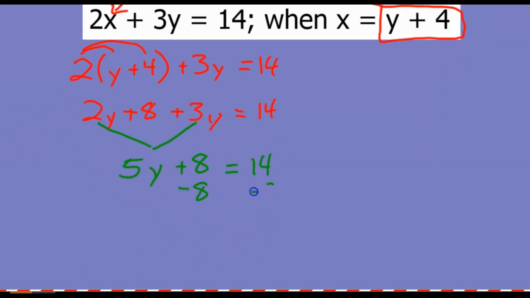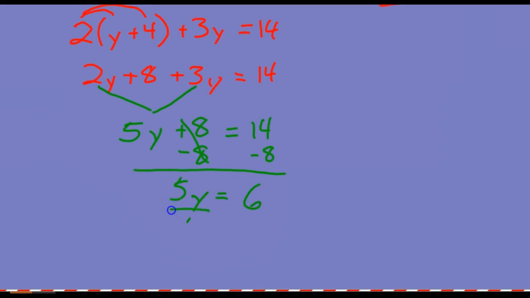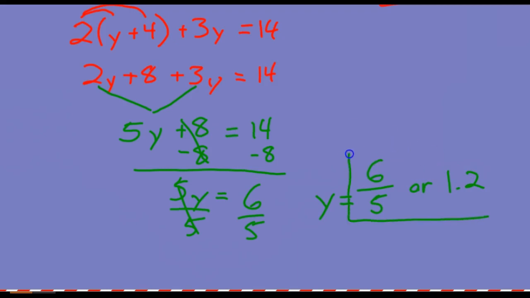Subtract 8. We get 5y equals 14 minus 8, which gives us 6. Oh, not 16, 6. And then finally divide by 5 to get y by itself. And we get y equals 6 over 5, or 1.2. So these are our solutions for y.